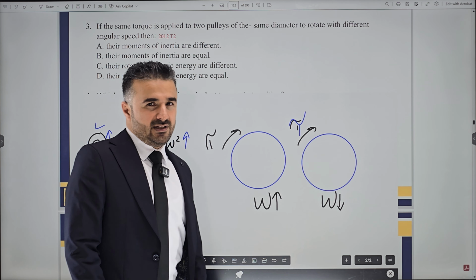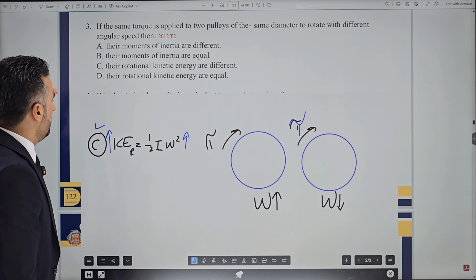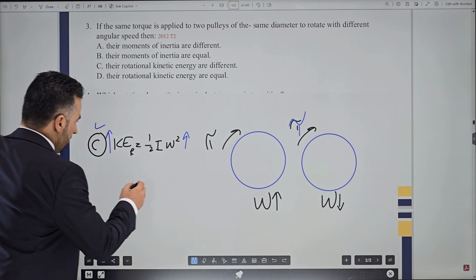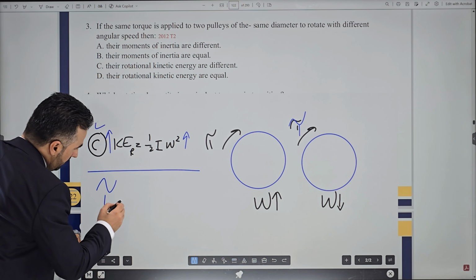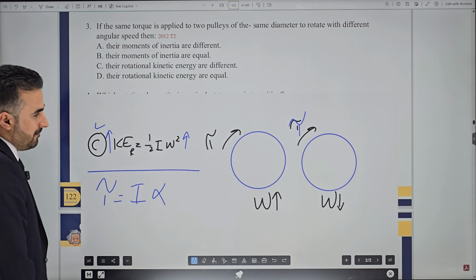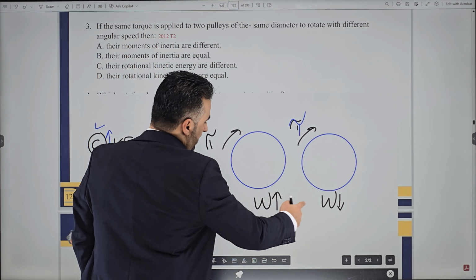But let me tell you something, but don't tell anybody else, okay? We know that if we apply the same torque, based on Newton's second law of motion, torque equals moment of inertia times angular acceleration, yes? If they have different angular speed, that means there will be different angular acceleration, yes or no? If we use the same torque and they get different angular speed, right?